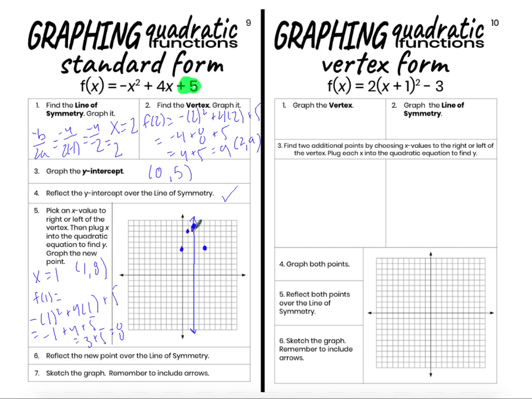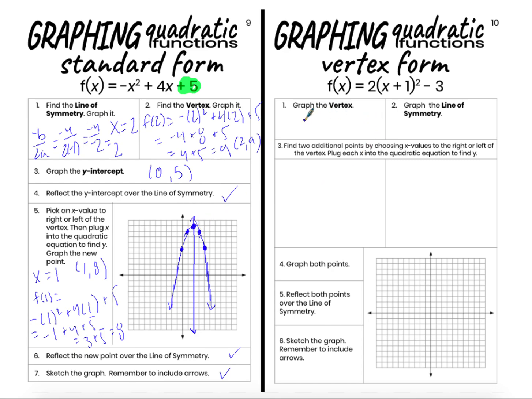And then I will reflect that point over the line of symmetry. This is what we consider our graph of our quadratic function. We require 5 points. For standard form, that's the vertex, the y-intercept, the reflection of the y-intercept, and then one additional point, chosen because it is close to the vertex, and therefore we know that it is on the grid. So I reflected that point, sketch the graph, remember to include arrows. Yep, so we're always looking for 5 points: vertex, y-intercept, reflected, additional point, reflected.